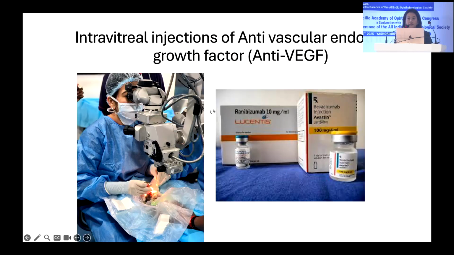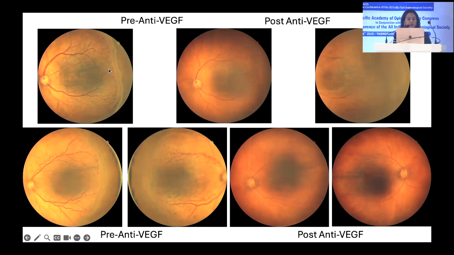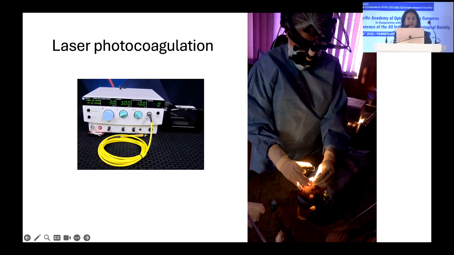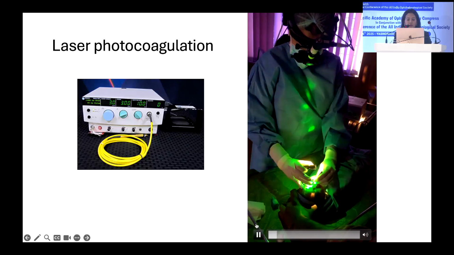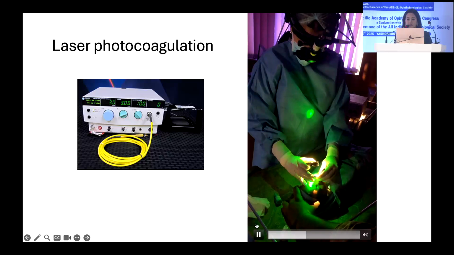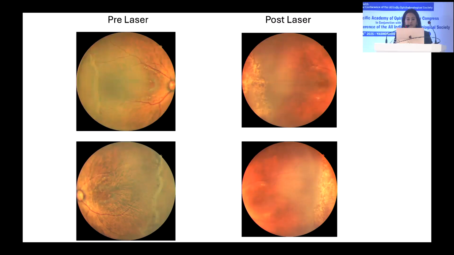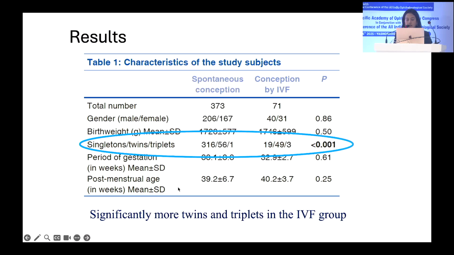Intravitreal injections were given where needed. We used bevacizumab as well as Lucentis and Razumab in the form of ranibizumab. Pre-injection, post-injection, these are the different images showing regression of the ridge, regression of the plus disease. And we mostly do a combination treatment also, where laser is done wherever the avascularization stops. On follow-up, these are the images showing the pre-laser and the post-laser data.